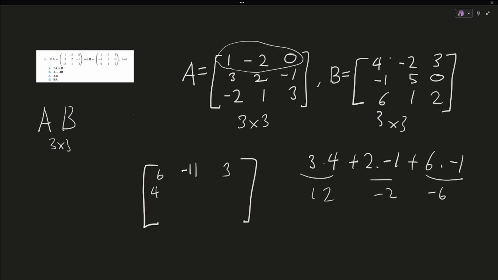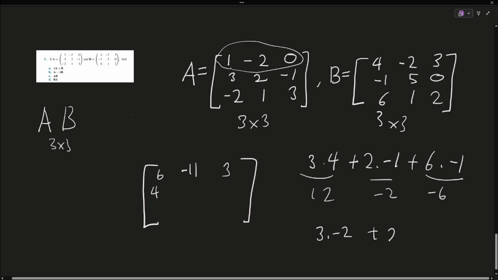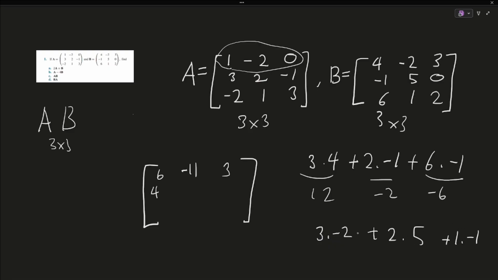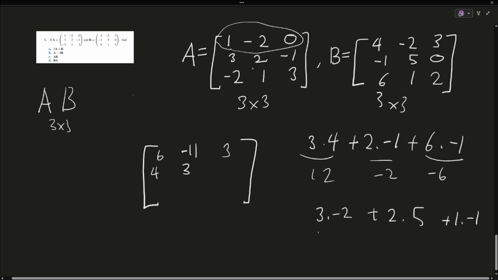And over here on the second one, we're going to have 3 times -2 plus 2 times 5 and plus -1 times 1. So we're going to have -6, 10, and -1. So we'll have 3 in total here. Let's do the last one.